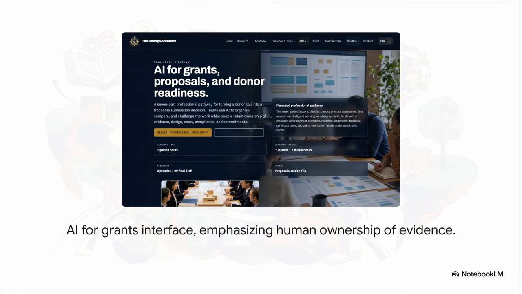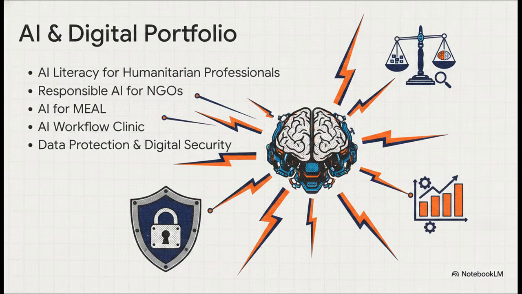In their course on AI for grants and proposals, the source material is crystal clear. The goal isn't to replace human beings. Absolutely not. Instead, teams are learning how to use AI to organize donor calls, compare criteria, or even challenge their own work. But the human beings always retain strict ownership of the evidence, the budget, the compliance, and the final commitments.